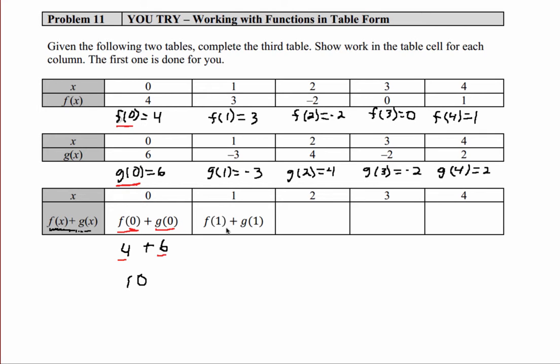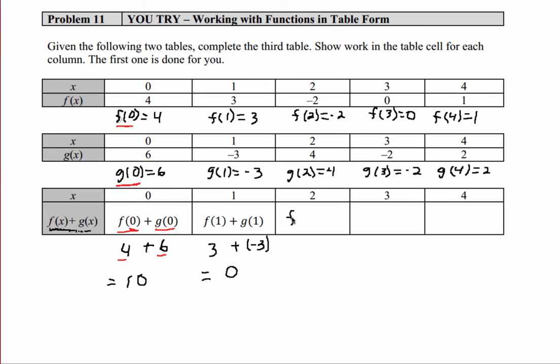That one's 10. So let's go a little bit faster in this one. We know f of 1, that's equal to 3. g of 1, that's equal to negative 3. We add those two together, we're going to get back 0. All right, let's keep going.